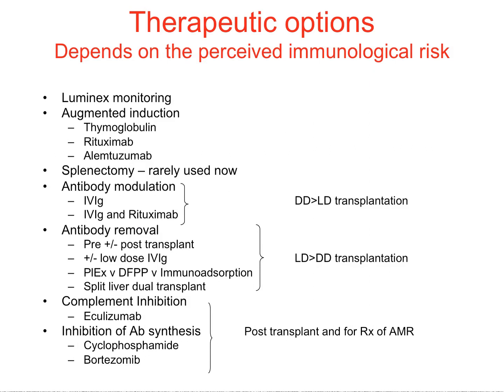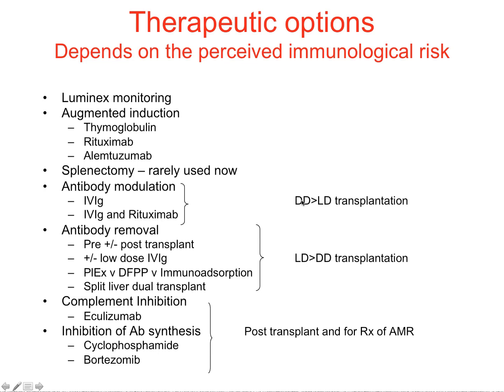So what could you do? And I think what you do depends on where you are on that hierarchy of risk. You could just do Luminex antibody monitoring and standard immunosuppression, and that's what some centres would do with a bead positive transplant. Or you could augment the induction and not do any antibody removal, so you might give thymoglobulin, for example, and there are other options. As I've mentioned, very few centres will do a splenectomy. Or you could modulate antibody with IVIG and or rituximab.